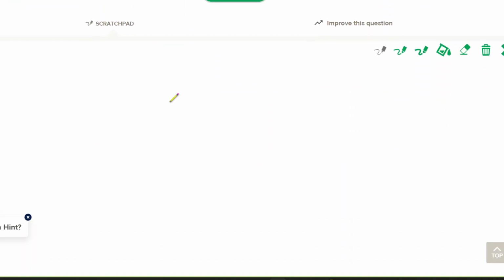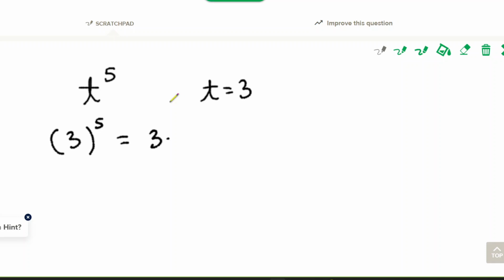All right, so again down here, scratch pad, that t to the 5th power when the value of t is 3. So I replace t with 3, right? So that's 3 to the 5th power. And remember what it means to raise the powers, right? This is 3 times 3 times 3 times 3 times 3, right? You have 5 factors of 3.